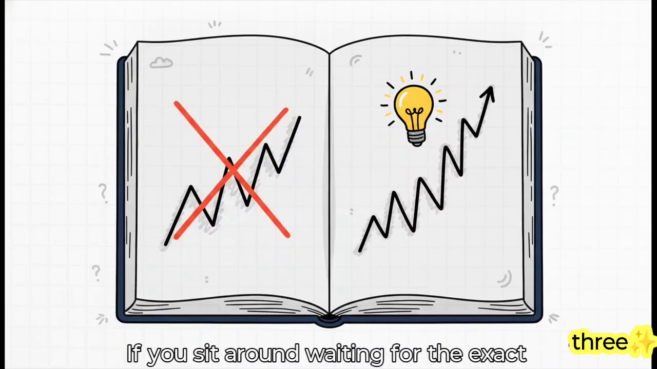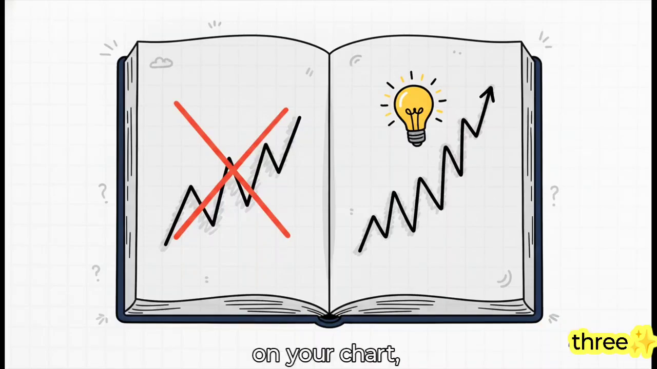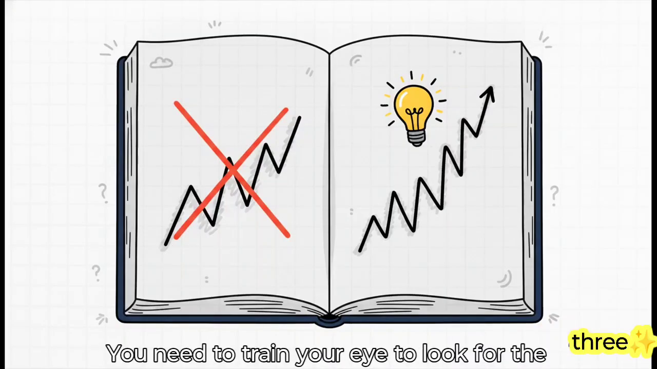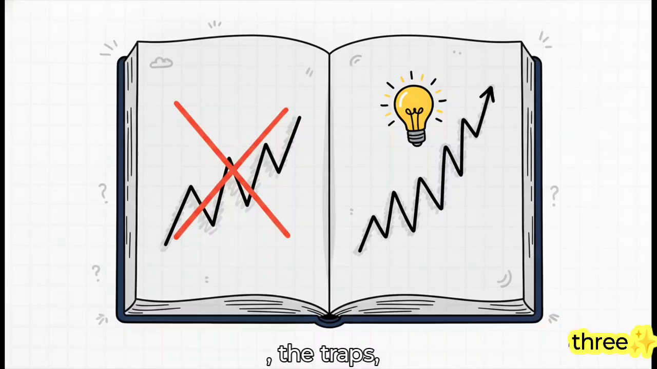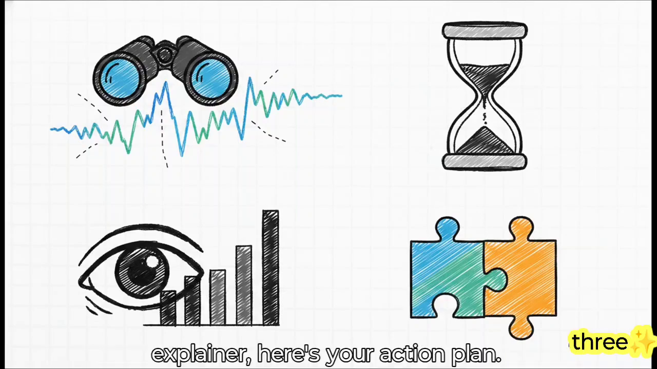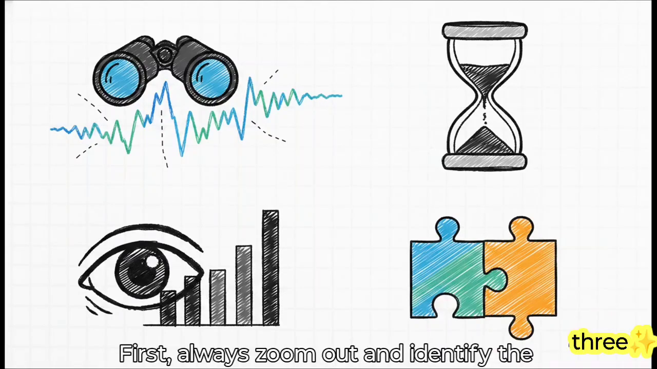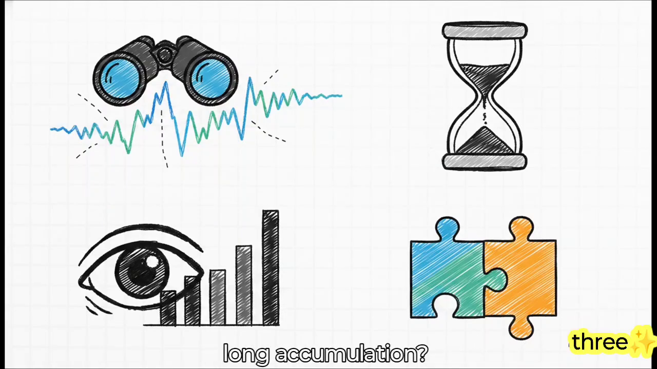If you sit around waiting for the exact, textbook-perfect diagram to form line by line on your chart, you're going to be paralyzed. You need to train your eye to look for the underlying intent, the absorption, the testing, the traps, rather than looking for perfect geometric shapes. To summarize everything we've covered in this explainer, here's your action plan. First, always zoom out and identify the current market phase. Are we in a markup, or are we just stuck in a long accumulation?